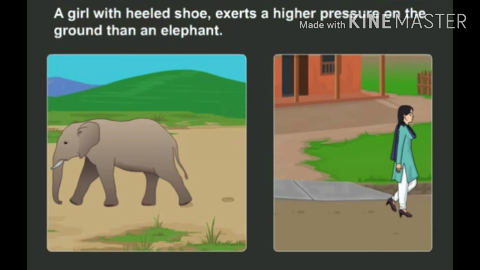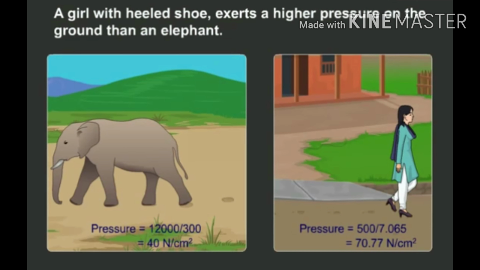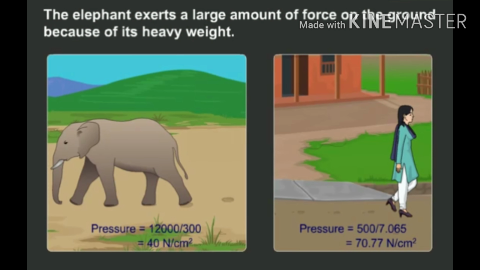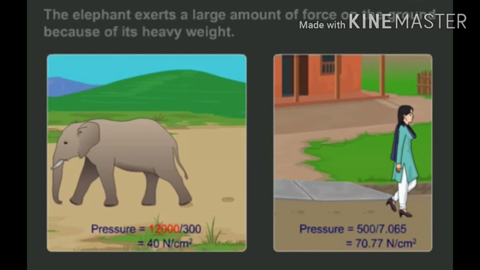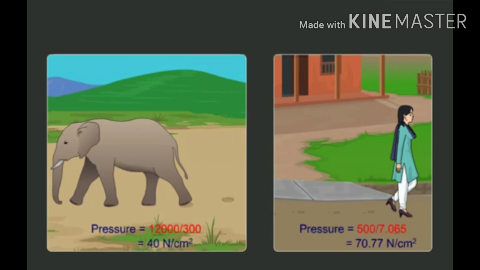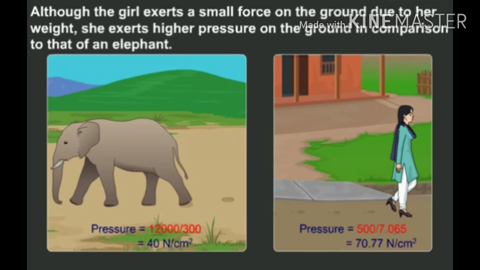Let us take another example. A girl with heel shoes exerts a higher pressure on the ground than an elephant. Students, from the definition it is clear. Smaller the area, more will be the pressure. The elephant exerts a large amount of force on the ground because of its heavy weight. The area of the heels of the girl's shoes is much smaller in comparison with the area covered by the feet of the elephant. Although the girl exerts a small force on the ground due to her weight, she exerts higher pressure on the ground in comparison to that of an elephant.